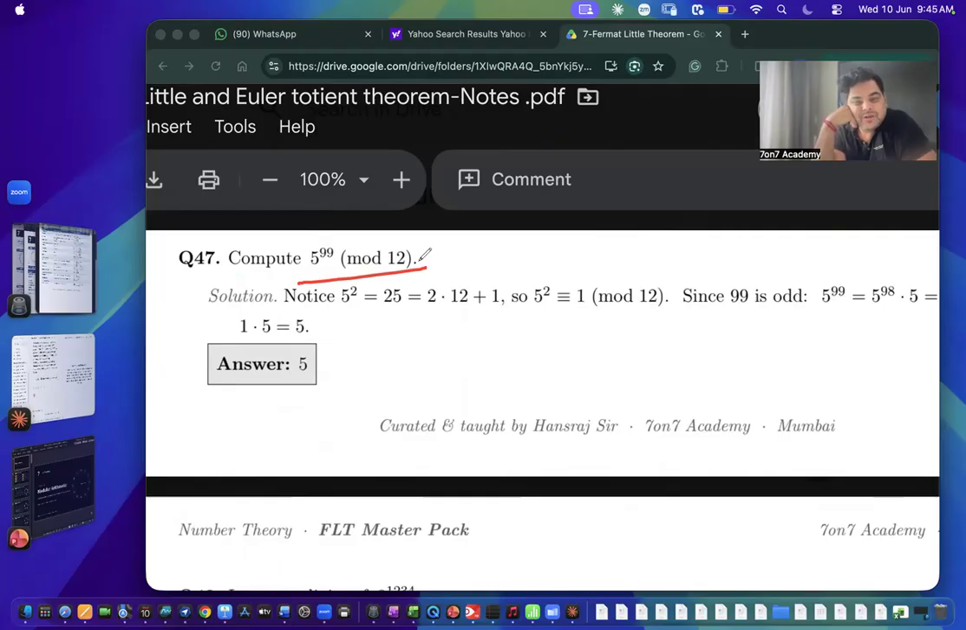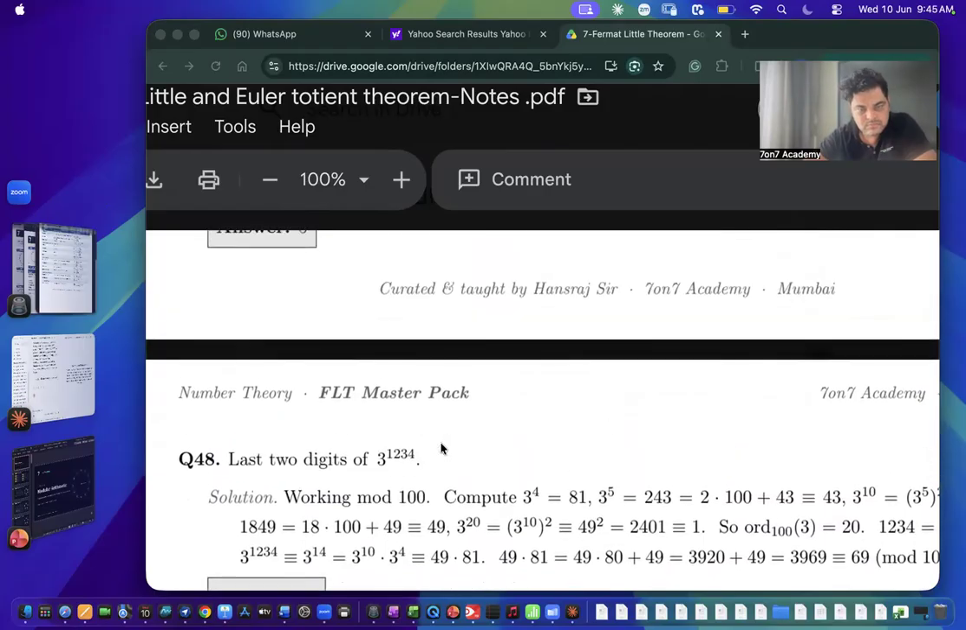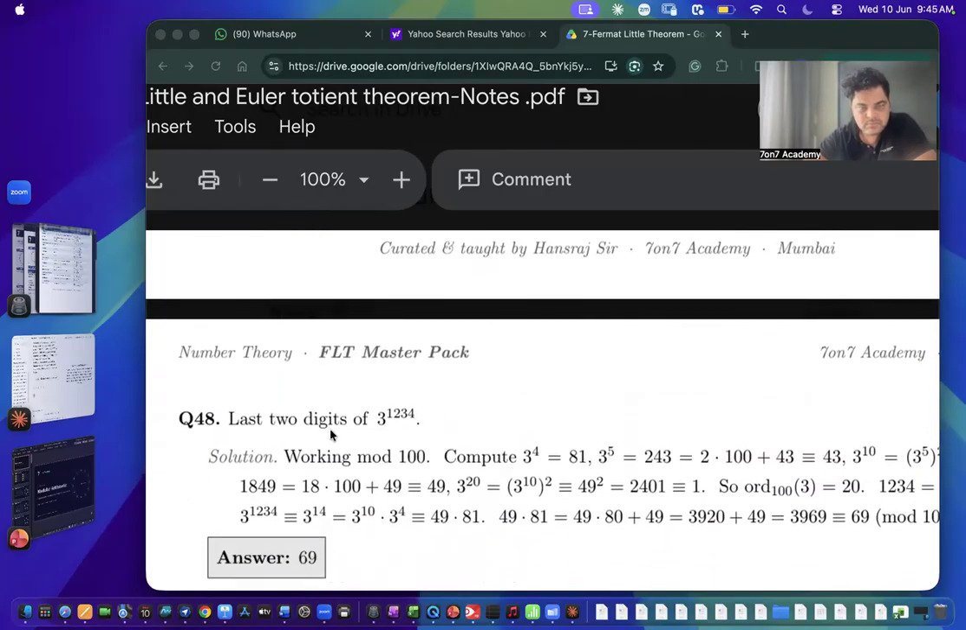सेम, 12 का तू वो Euler's function निकाल लेगा ना और उसका multiple पे चले जाएगा, खत्म यार. Last 2 digits of that.